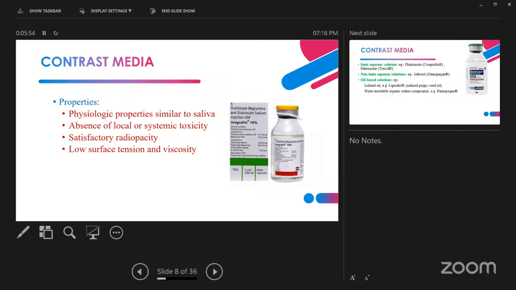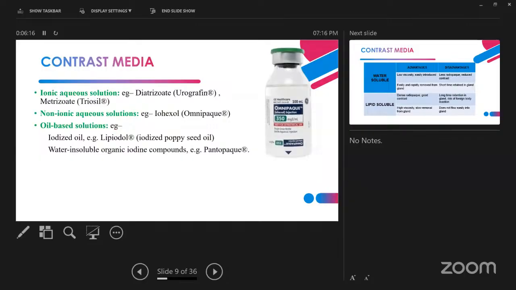Contrast media should have properties similar to those of saliva, and it should not have any local or systemic toxicity. Then it should provide satisfactory radiopacity while taking the radiograph. It should also have low surface tension and low viscosity. Types of contrast media: there are two types, aqueous and oil-based. Aqueous solutions include ionic and non-ionic. Ionic example, diatrizoate, and non-ionic, iohexol. Oil-based solutions include iodized oil and water-insoluble organic iodine compounds.